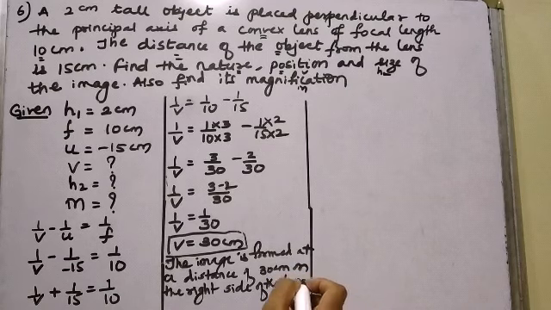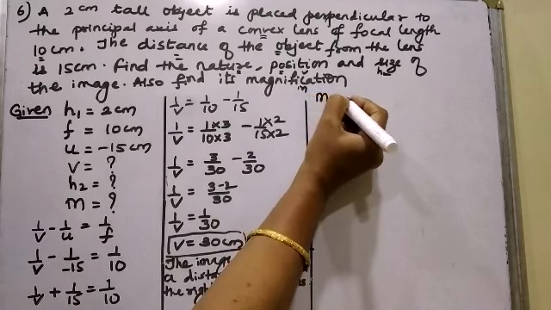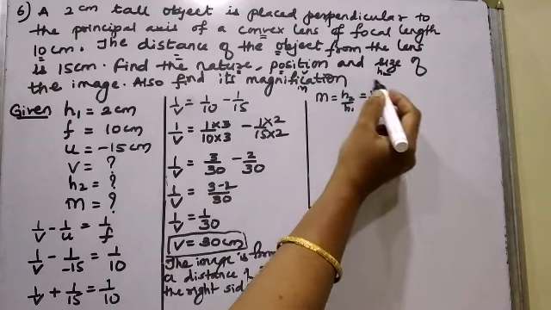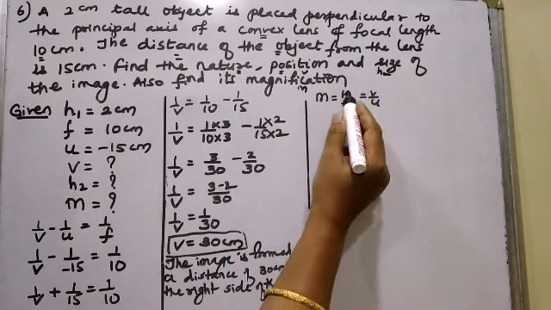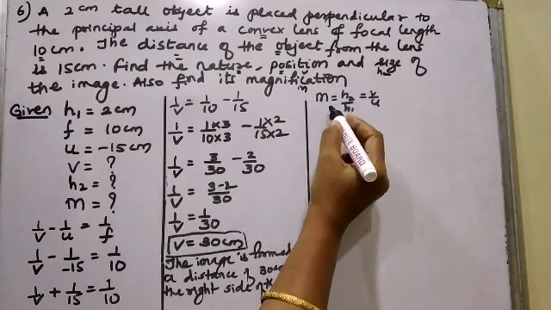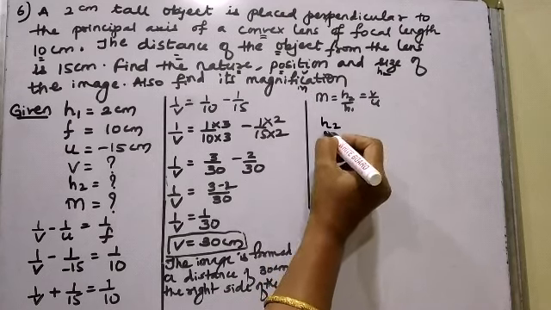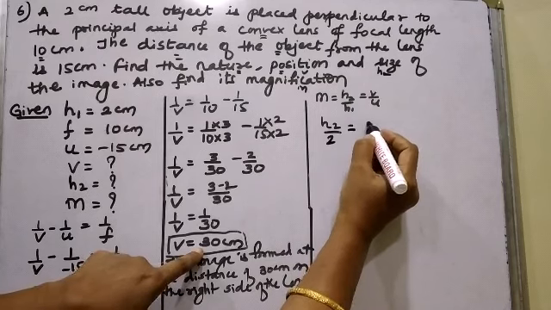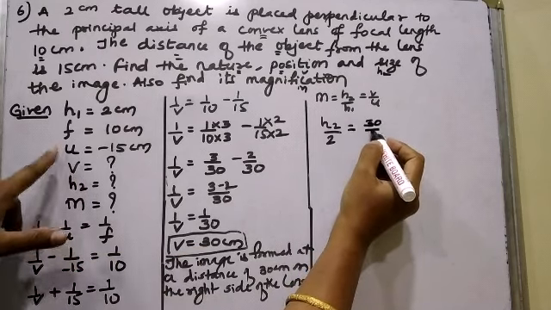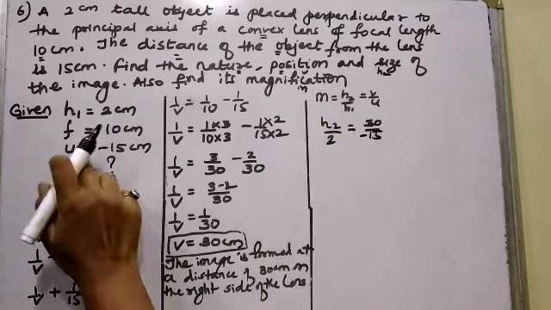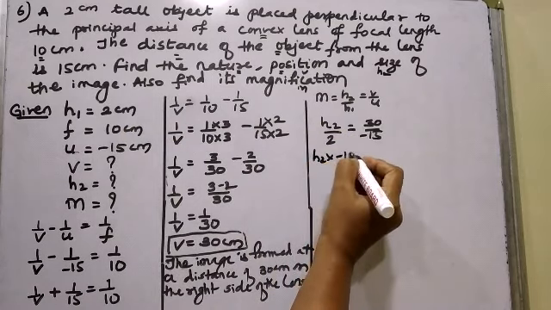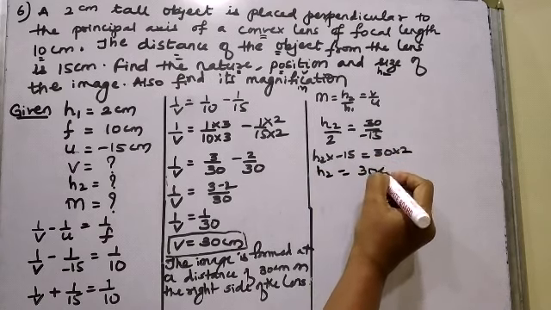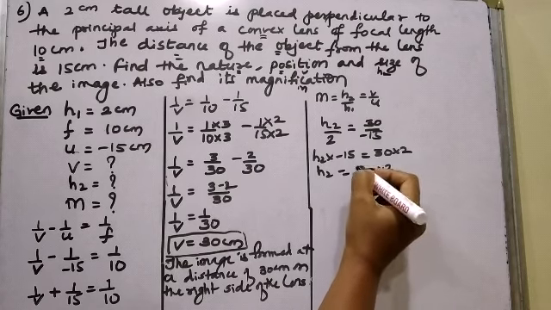Now let us calculate H2. So we'll take the formula of magnification. M is equal to H2 upon H1 is equal to V upon U. So let's take first H2 upon H1 is equal to V upon U, and then we will move on to magnification. So I have to calculate H2. H2 upon H1, which is 2 centimeters, is equal to V, I got 30, and how much is U? Minus 15. Right, U is minus 15. So H2 into minus 15 is equal to 30 into 2. So H2 will be equal to 30 into 2 divided by minus 15.